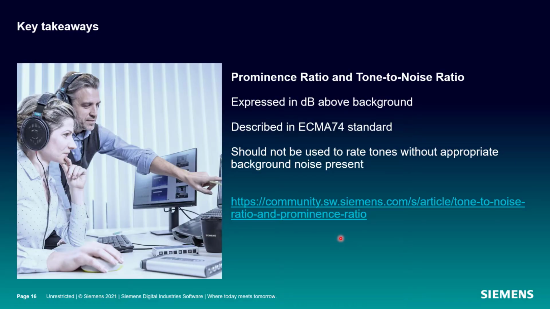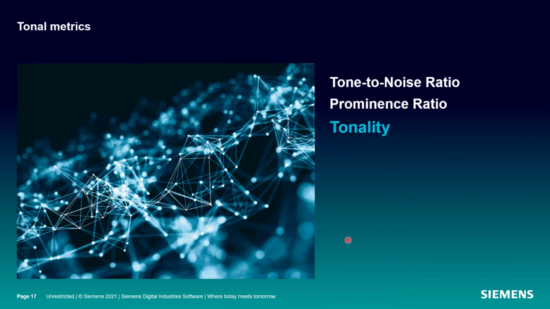Yeah. So summarizing Prominence Ratio and Tone to Noise Ratio, both are expressed in decibels above the background. Okay, very critical like we just saw. These are specified in the ECMA 74 standard. And again, you want to make sure you have the appropriate amount of background noise present in your recordings before you use one of these metrics. Okay, check out the community for more reading.